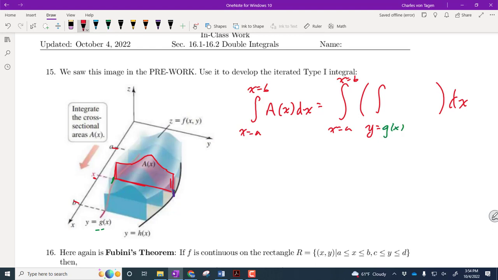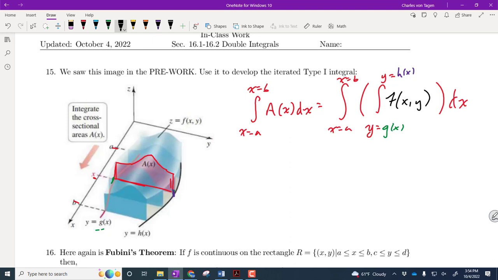Up to y equals, and then the upper value, which I read, for this fixed x coordinate, it's this value right here. That's the upper y coordinate, and I get that from this function, h of x. Okay. And then where do I get the height of this value from? I get it from the function f of x, y.